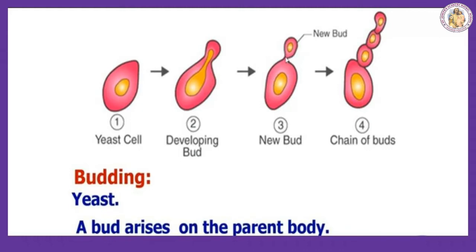Example is yeast. You can see the first one is a yeast cell developing a bud, a new bud is forming, and a chain of buds is there. So this is called budding.